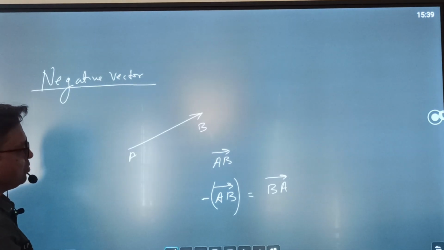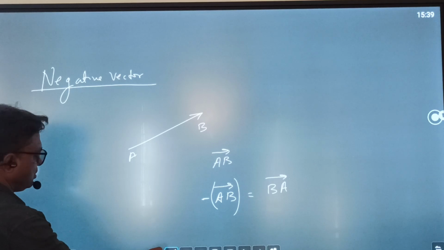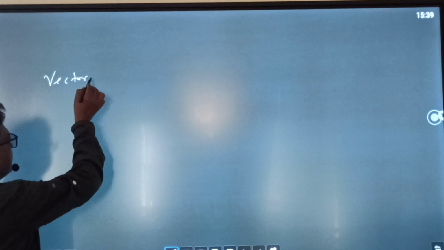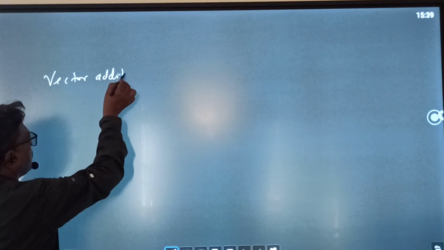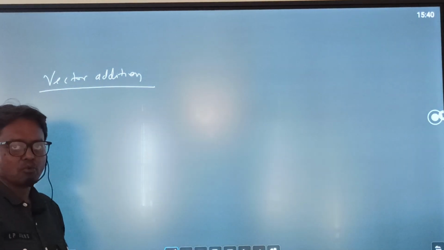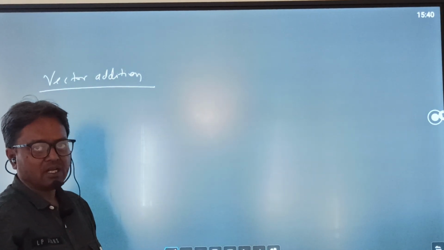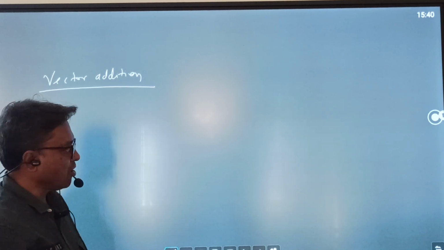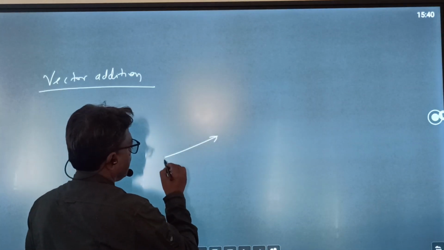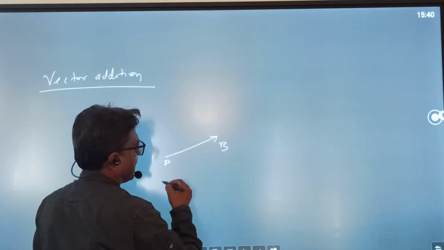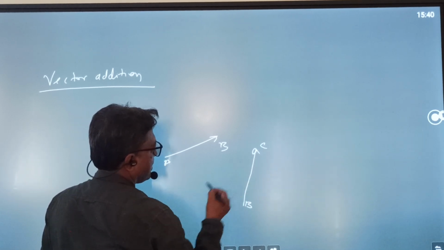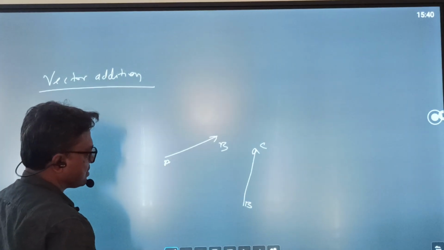Now we will move to vector addition. How to add two vectors, how to add two or more than two vectors. For adding two or more vectors, we can use the triangle law. Suppose I have two vectors. One vector is, let it be, vector AB, and another vector is vector BC. Now suppose we have to add these two vectors.